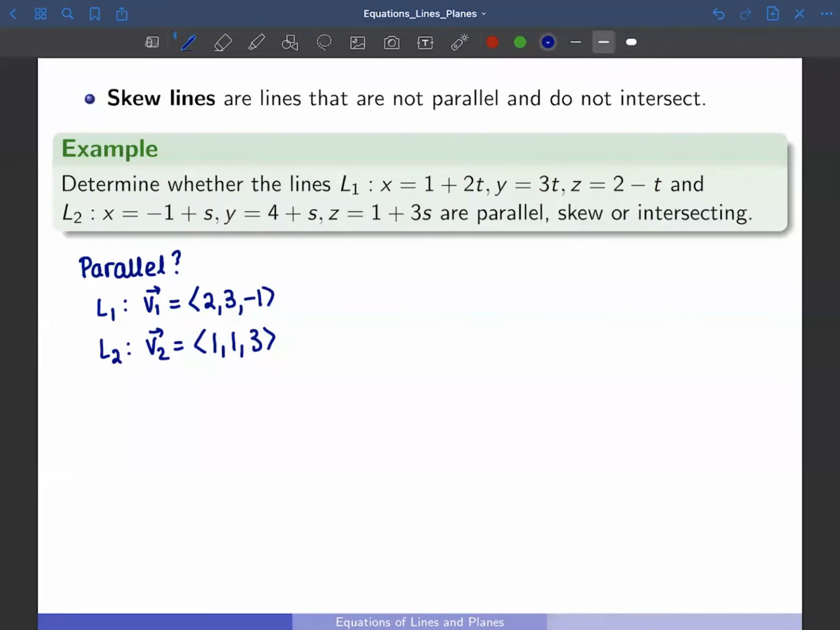So since these two vectors are not scalar multiples of each other, so since V1 is not a scalar multiple of V2, then the lines are not parallel.